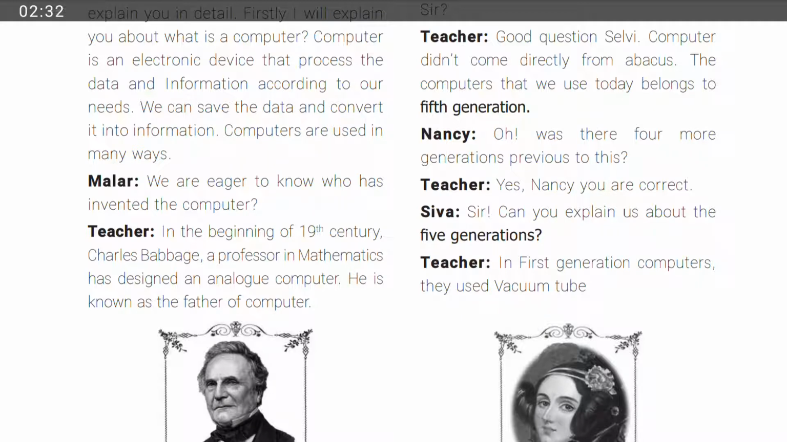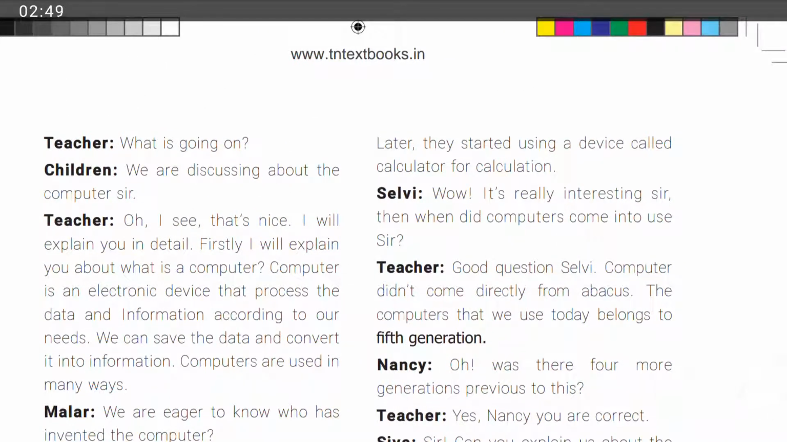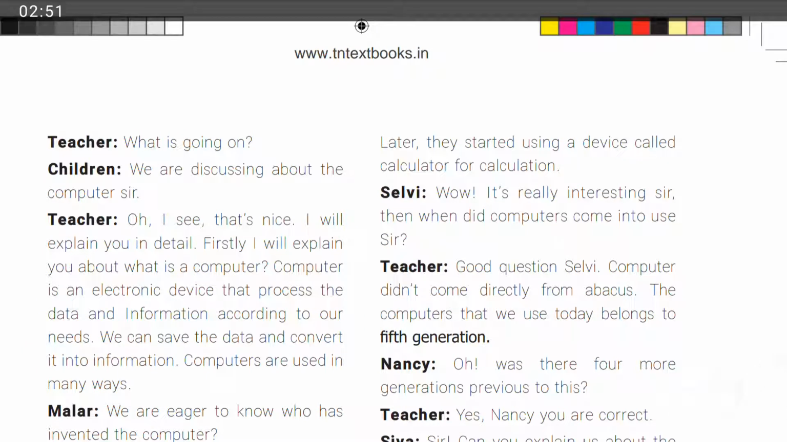You see the figure, he is Charles Babbage. In the 19th century, Charles Babbage, a professor of mathematics, designed the analog computer. So he is called the father of computer. And then later it was used for the calculator, a device for calculation.